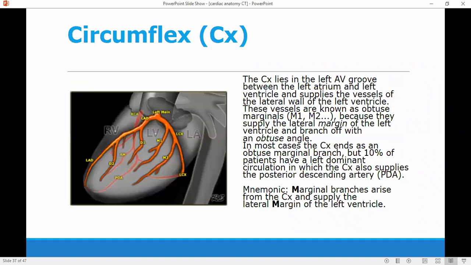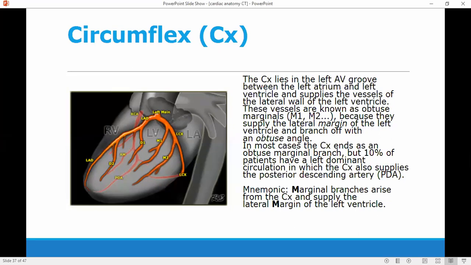Circumflex lies in the left AV groove, meaning atrioventricular groove, between the left atrium and left ventricle, and supplies the vessels of the lateral wall of the left ventricle. These vessels are known as obtuse marginal, 1, 2, or more, because they supply the lateral margin of the left ventricle and branch off with an obtuse angle.